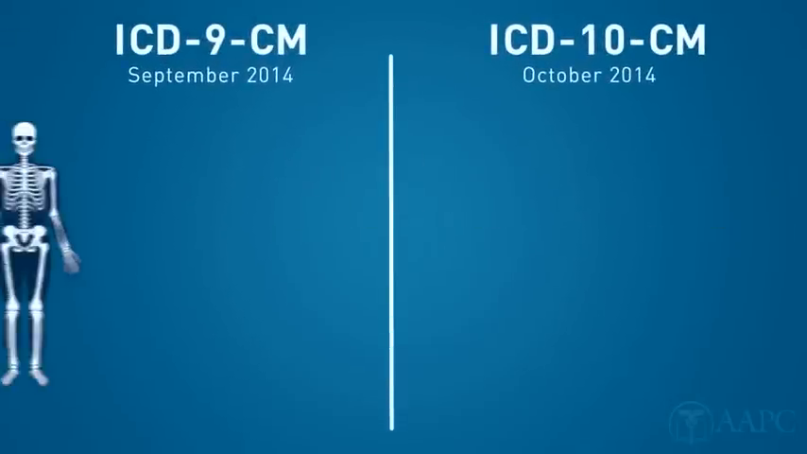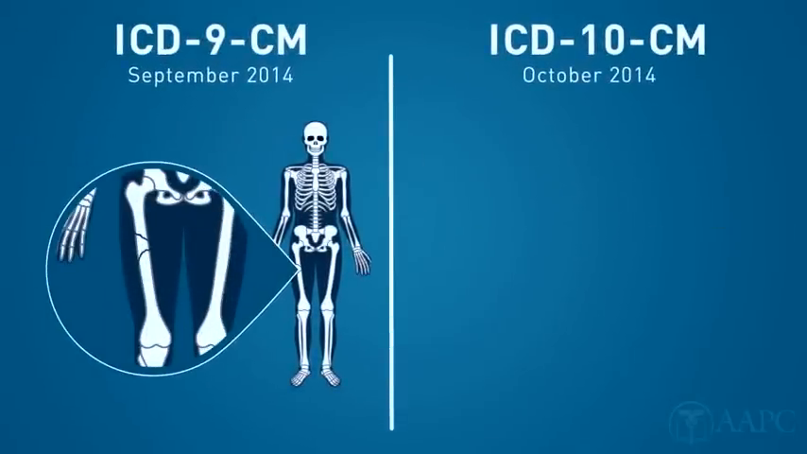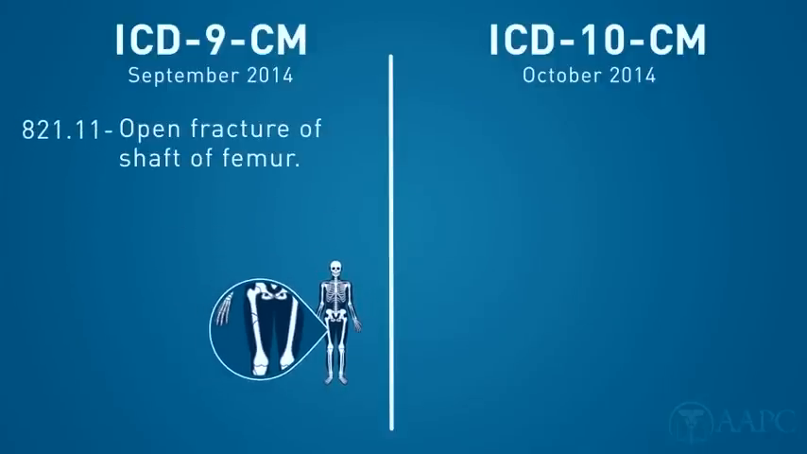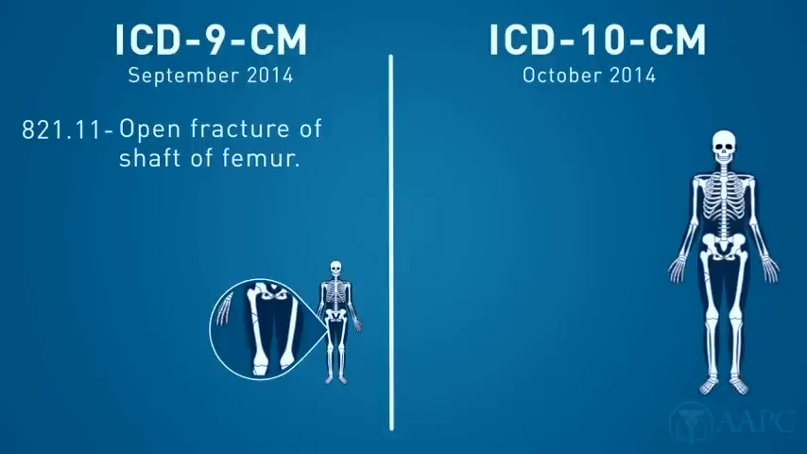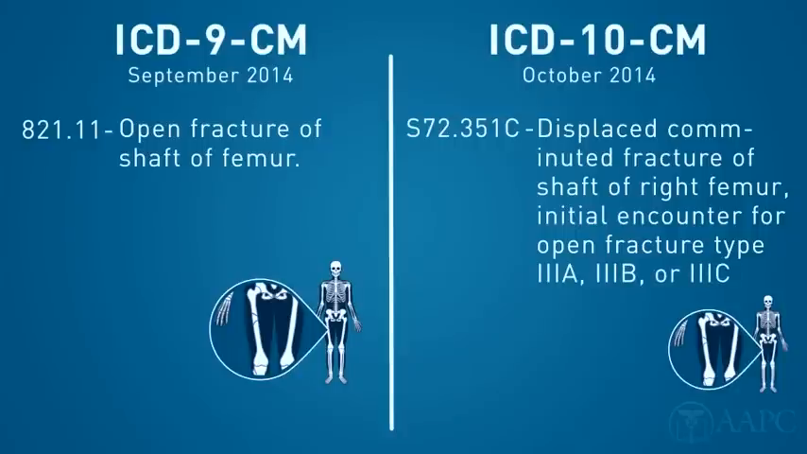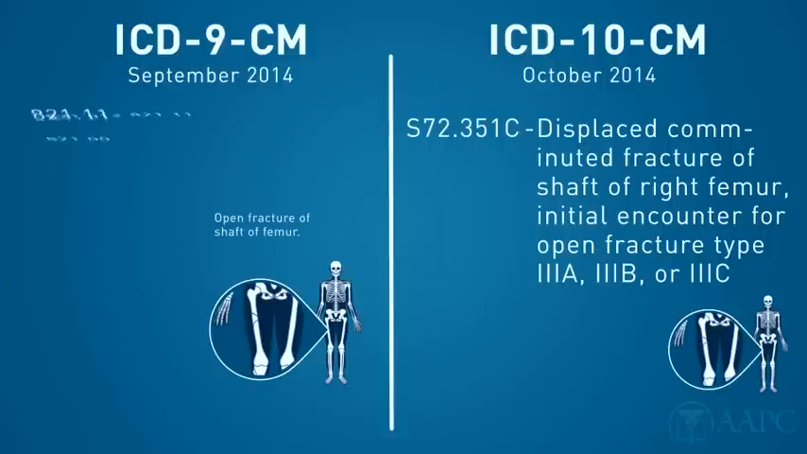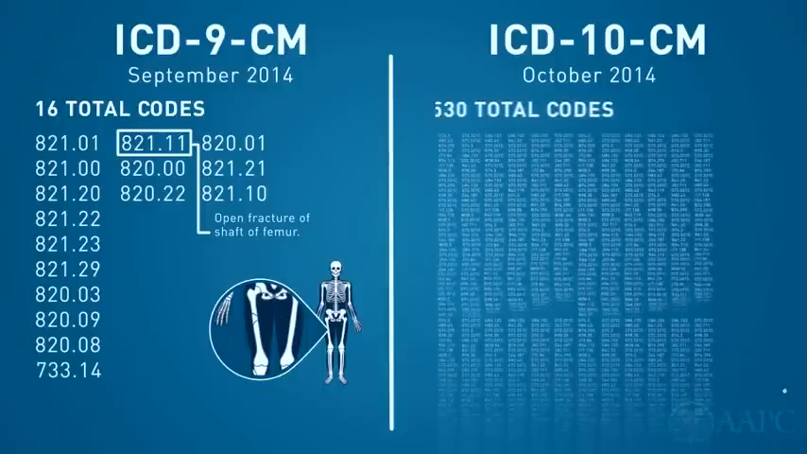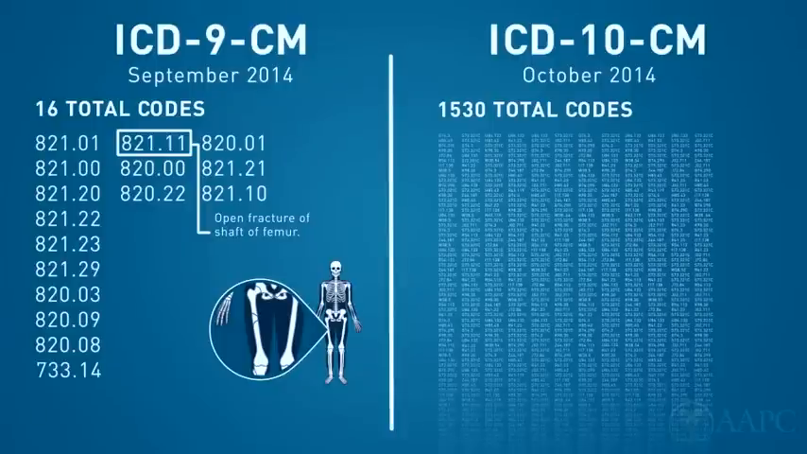We can see this code expansion when we look at this case of a patient with an open fracture of the femoral shaft that presents in September 2014 that will be described by a set of ICD-9 codes. If we now assume that the same case is presented after October 1, 2014, the condition is the same, but how we describe that same case in ICD-10 has substantially changed. In addition, it can be seen that in ICD-9, there are a total of 16 codes available to describe all of the variations and fractures of the femur, whereas in ICD-10, there are over 1,530 codes to accommodate significant differences in the types of fractures of the femur.